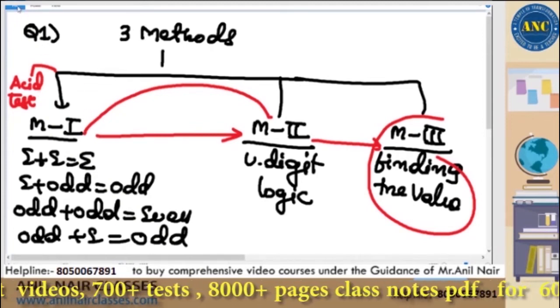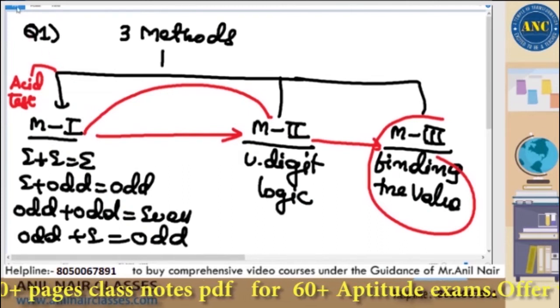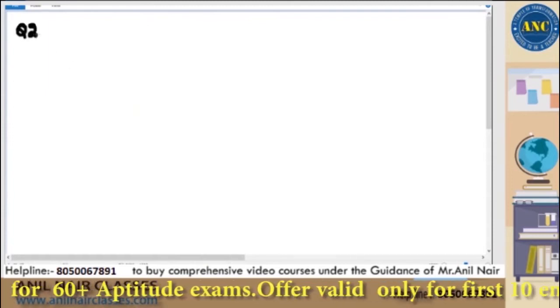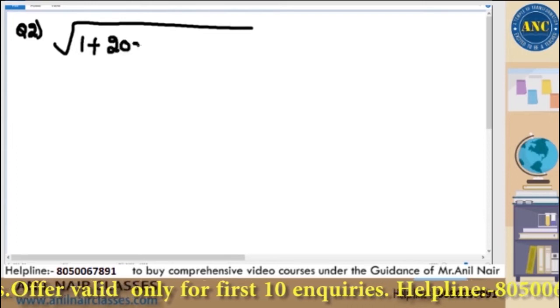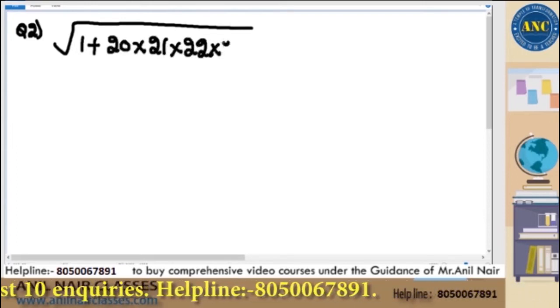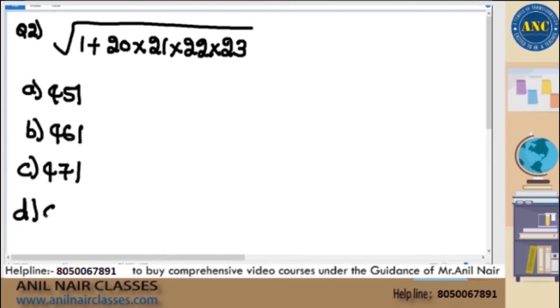First question, I hope it is clear. Second, question 2. Please write down question 2. What is this acid test? Another competitive exam question. What will all people do, sir? 1 plus 20 into 21 into 22 into 23. Options: 451, 461, 471 and 481.